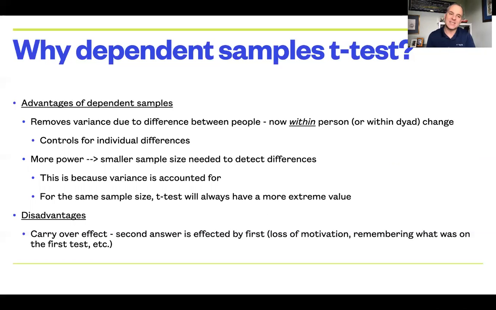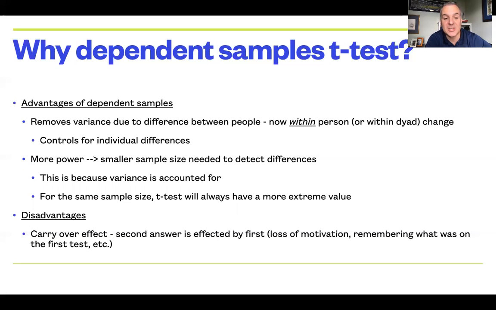The other thing is that dependent samples actually give us more power. For the same difference that we might see, we need a smaller sample size, because additional variance is being accounted for by using the same people over and over again, or by using these matched couplings. So for the same sample size, the t value itself will be more extreme for the same effect size. Given the same sample size and the same effect size, if we're using a dependent samples t-test, the t will be more extreme, which makes it more sensitive. It makes it easier to detect those differences than if we use the independent samples t-test.